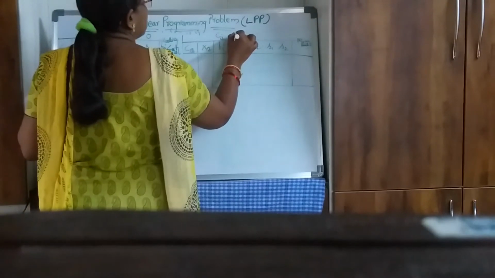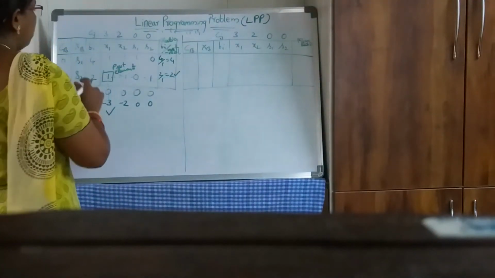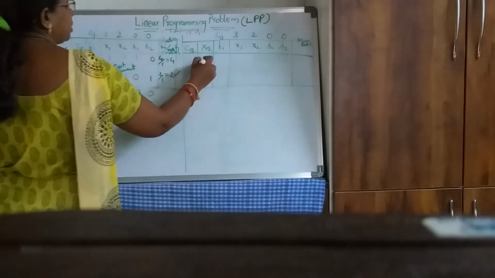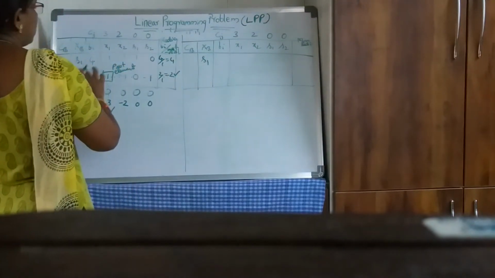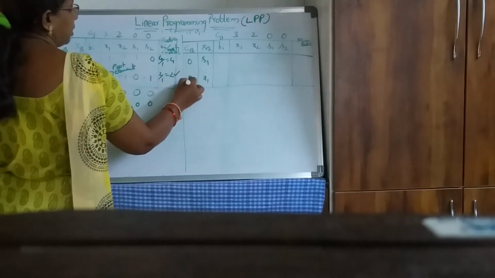This cost we know, this is 3, this is 2, this is 0, 0. It will be as it is throughout the problem. Only the values inside this will change. Now first S1 is as it is. In place of S2 what we are getting? X1. Cost of S1 is 0. Cost of X1 is 3.